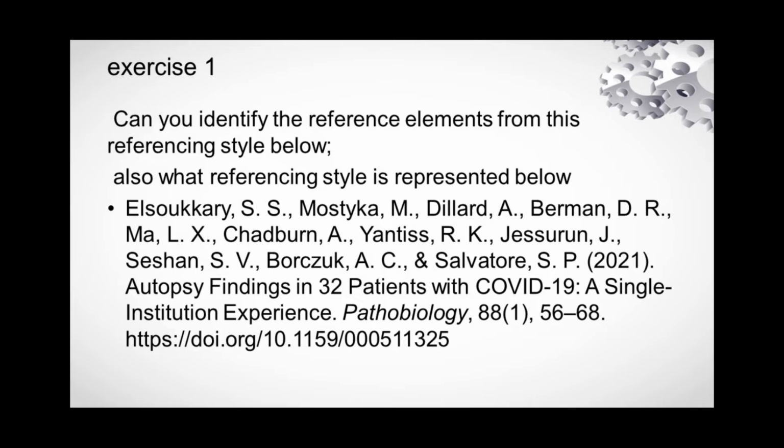Then the issue, that is the one in brackets, issue 1. Then the pages are 56 to 69, 56 to 68. That is where the title of the article can be found on the page of the journal. Then lastly, we have the DOI.